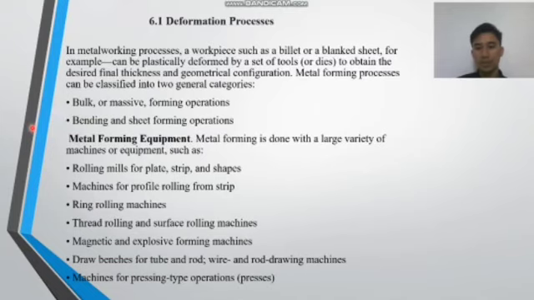Metal forming equipment. Metal forming is done with a large variety of machines or equipment such as rolling mills for plates, strip and shapes, machines for profile rolling from strip, ring rolling machines, thread rolling and surface rolling machines, magnetic and explosive forming machines, draw benches for tube and rod, wire and rod drawing machines, and machines for pressing type operations.